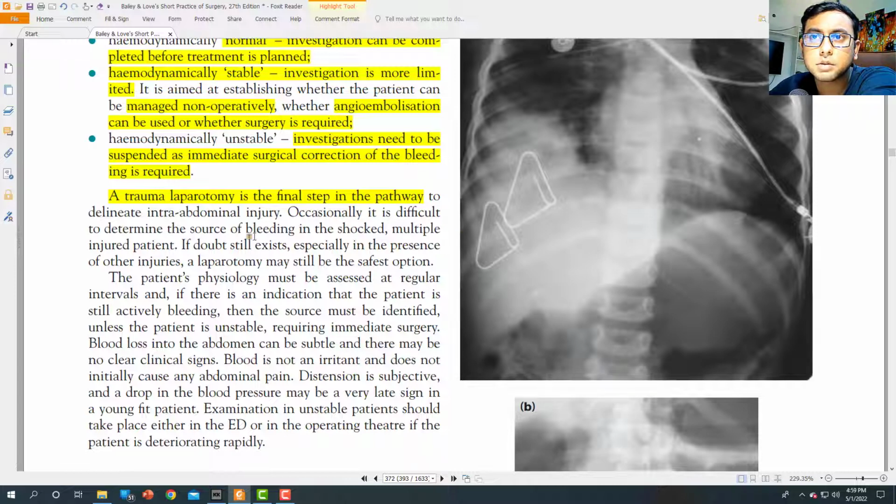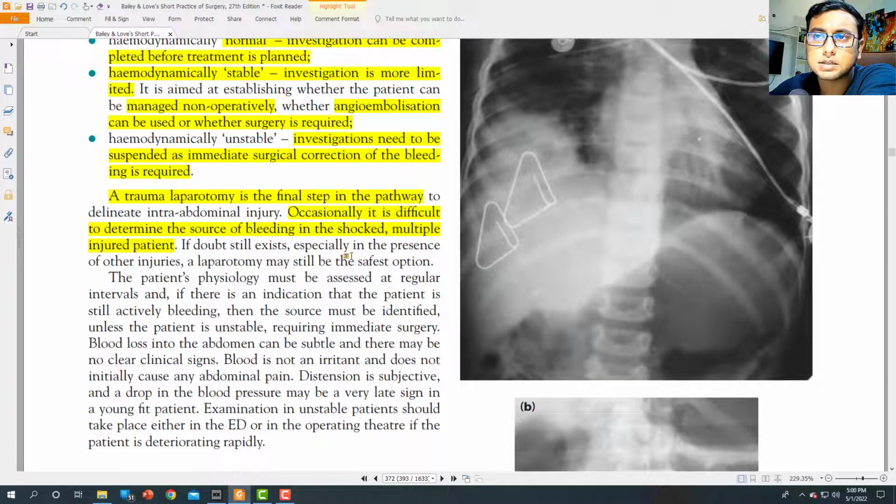Occasionally it is difficult to determine the source of bleeding in the shocked and multiply injured patient. Sometimes it is difficult in a shocked patient, because we need time to find out the trauma or where the injury occurred. But if the patient is already in shock or hemodynamically unstable, in that case the source of bleeding must be found by laparotomy. There is no other way.